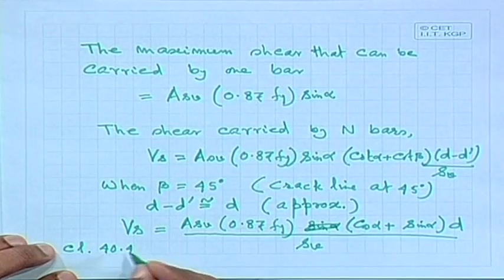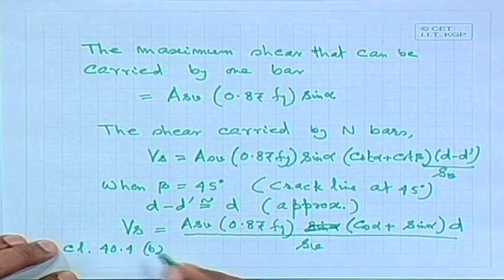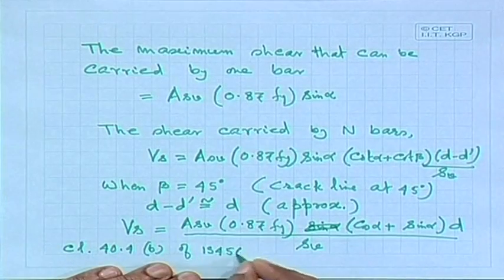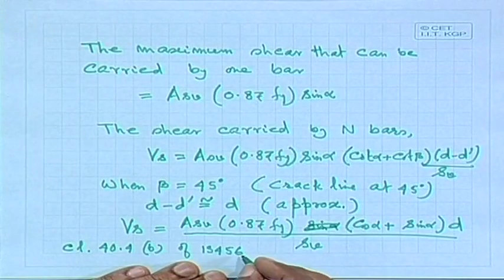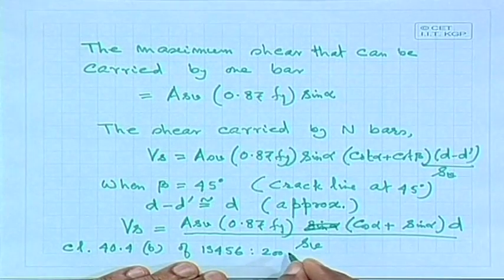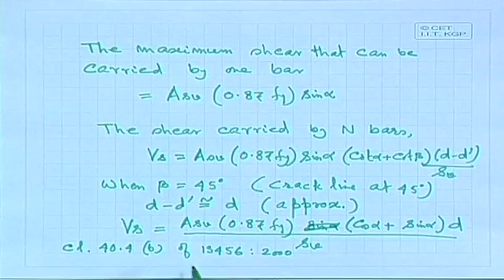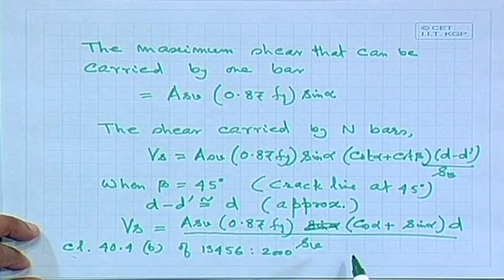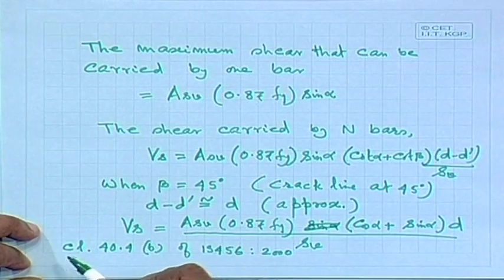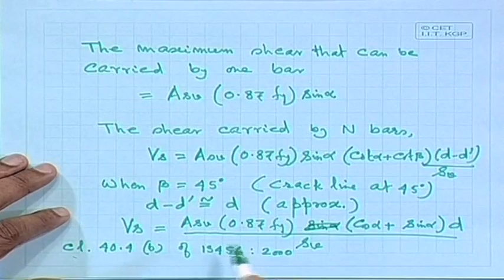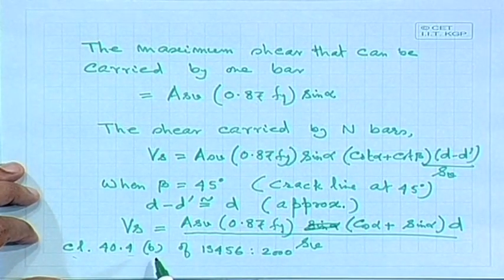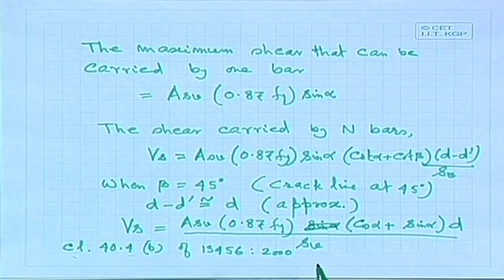Let me write down here clause 40.4 B of IS 456. We should always refer to this clause, to know where you are getting this from. This Vs or VUS, which is mentioned in this code, you will get in clause 40.4 B of IS 456.